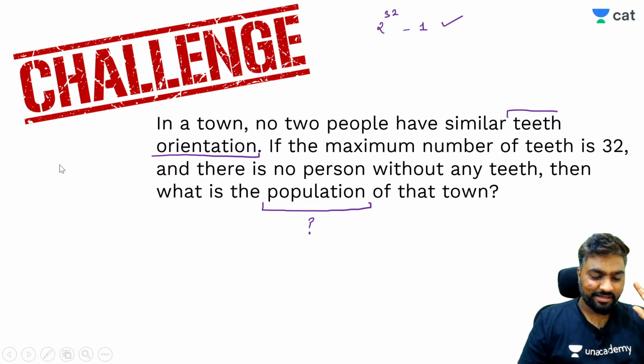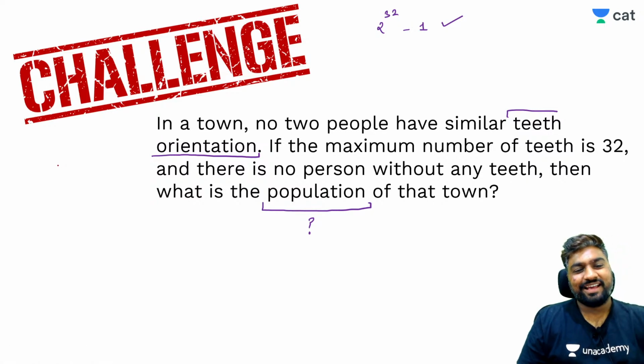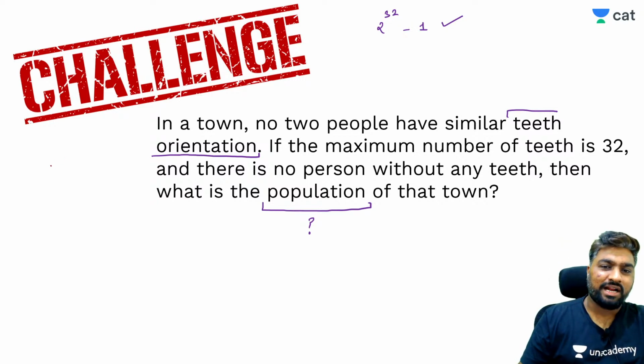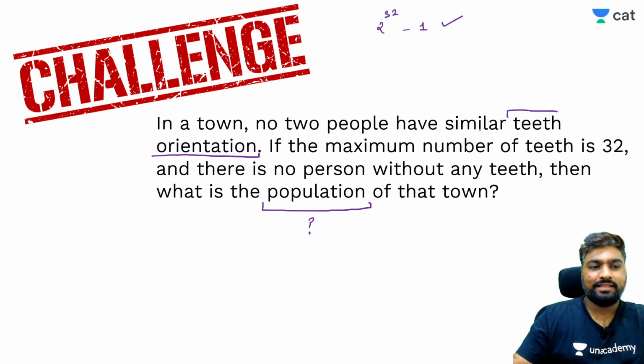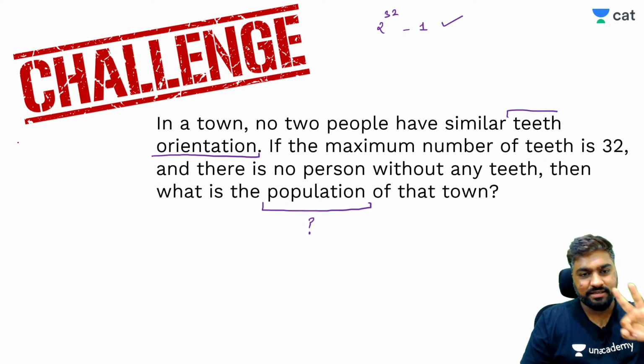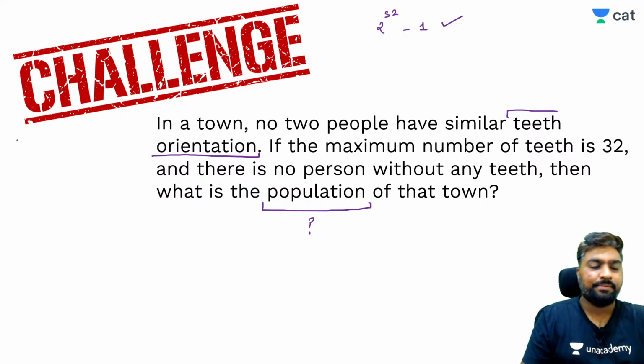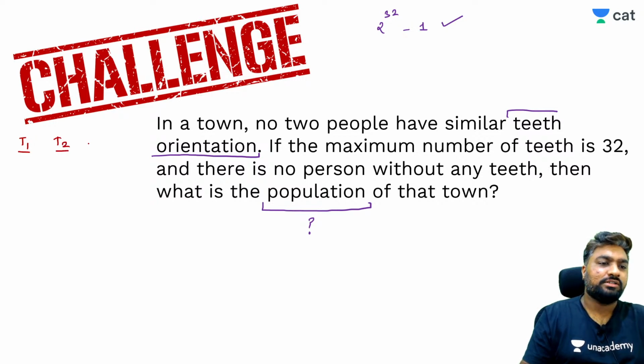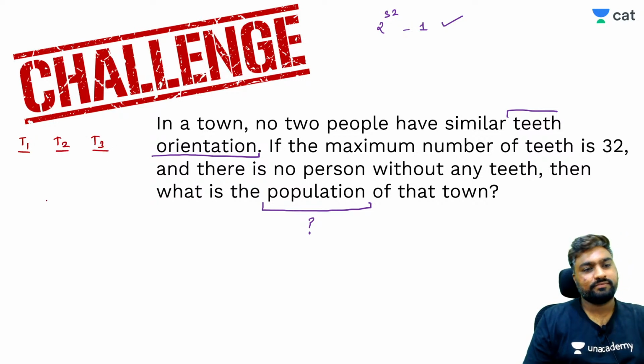Okay, 32 थोड़ा बड़ा नंबर है, छोटा नंबर लेते हैं. Let's say there are 3 teeth. Yes, each person has only 3 teeth. सिर्फ 3 दांत होते हैं हर पर्सन के, है ना? Tooth 1, tooth 2 and tooth 3.